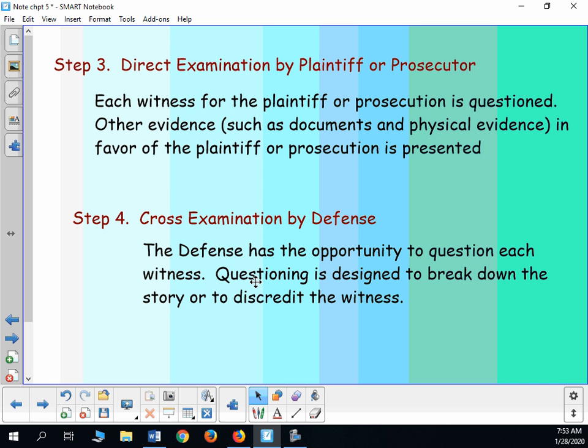And this is the opportunity for the plaintiff or prosecutor to question their witnesses. Other evidence, such as documents and physical evidence in favor of the plaintiff or prosecution, is presented. Step 4, then you have the cross-examination by the defense. Again, it's the mirror of this. They are presenting evidence. Now it's their opportunity to break down or discredit the evidence or the witness. So the defense has the opportunity to question each witness. That is fundamental, that they have the opportunity to question. And, of course, the questioning is designed to break down the story or discredit the witness.